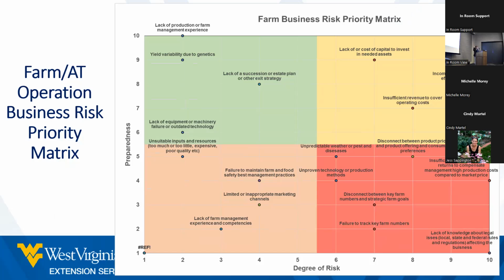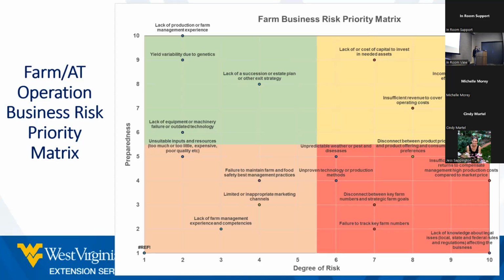So this is just an example. I put some hypothetical numbers in there for different factors. So here is what showed up in that very high priority listing. So things like tracking your key farm numbers, right? Which every business should be doing because that's how you should be making decisions.